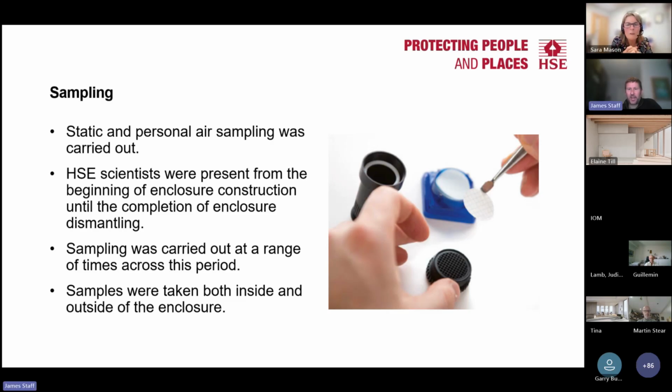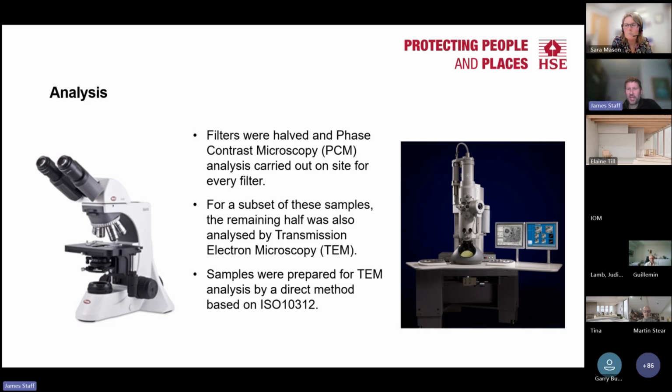So at each site, both static and personal air sampling were carried out. The HSE scientists were on site from the start of the enclosure construction all the way through the job to the completion of dismantling the enclosure, and sampling was carried out regularly at times across this period. Samples were taken in multiple locations, both inside and outside of the enclosure. Each filter was halved, and PCM analysis was carried out on site. For a subset of these, the remaining half filter was also sent back to Buxton, where it was analysed by TEM. We prepared the samples for TEM using a direct sample preparation method, and that was based on ISO 10312.